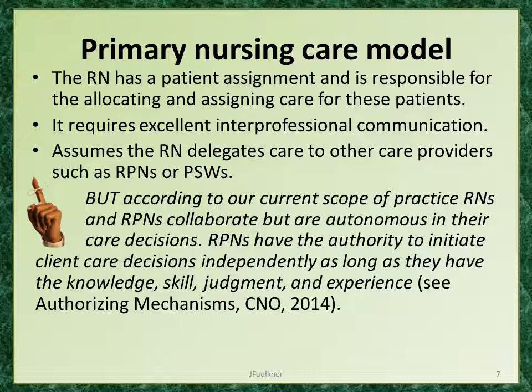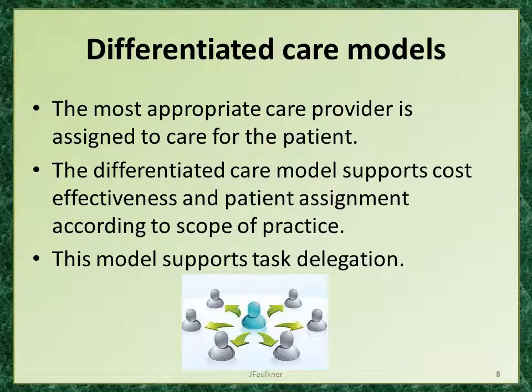According to the current scope of practice, RNs and RPNs collaborate, but are autonomous in their care decisions. Only specific tasks and skills may be delegated by the RN to another RN or RPN, and RPNs have the authority to initiate client care decisions independently as long as they have the knowledge, skill, judgment, and experience. Please see authorizing mechanisms. The most current models most evident in our healthcare system are a combination of differentiated practice models and patient-centered care models.